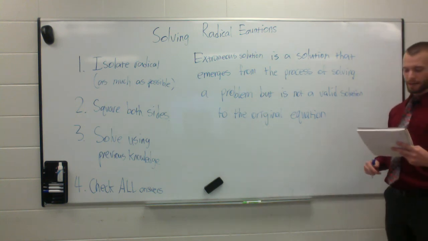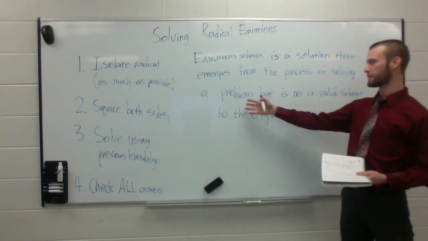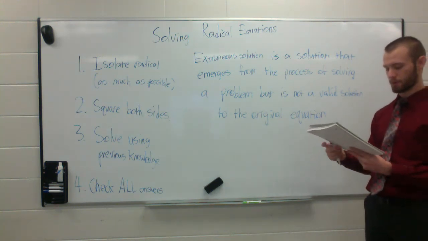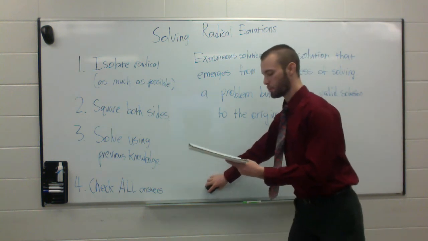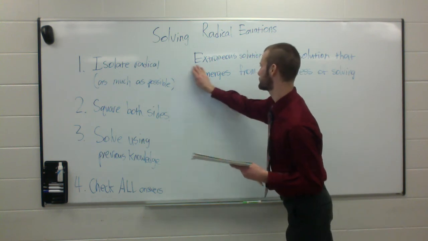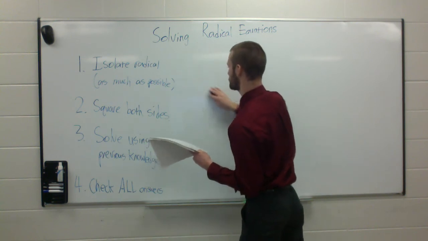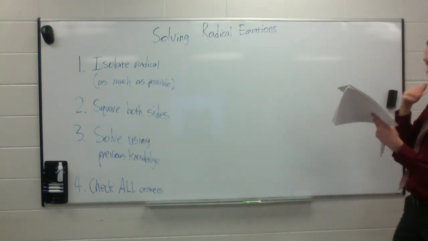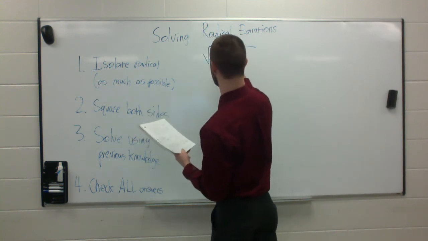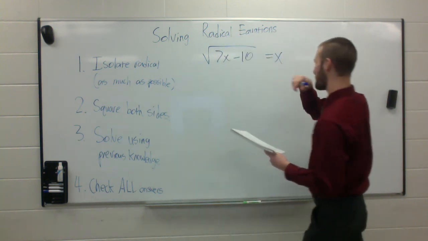So in that last problem, x equals 4 was an extraneous solution. It came about by the method of squaring both sides. Sometimes that can introduce extraneous solutions to a problem. We'll do one last problem here. Say we have the square root of 7x minus 10 equals x.